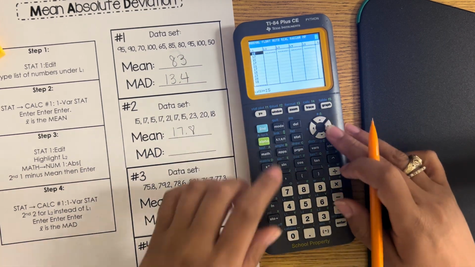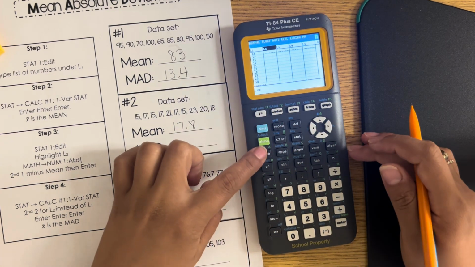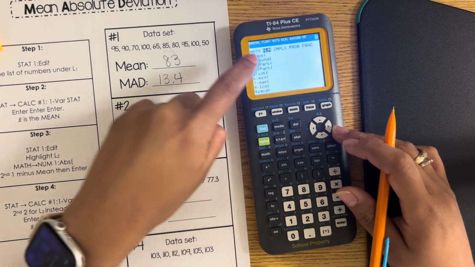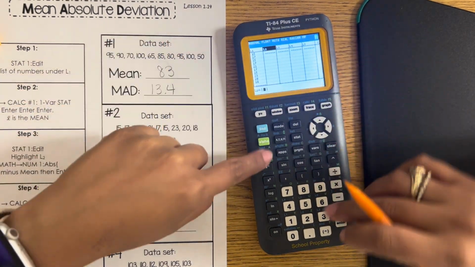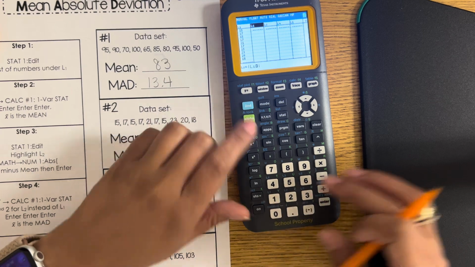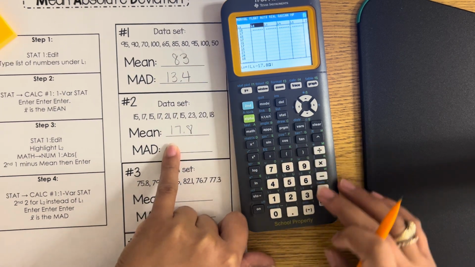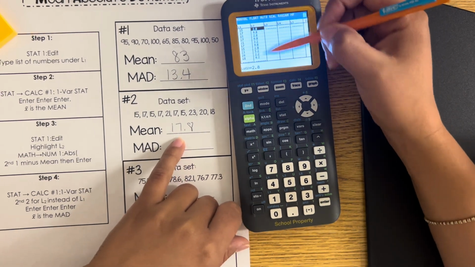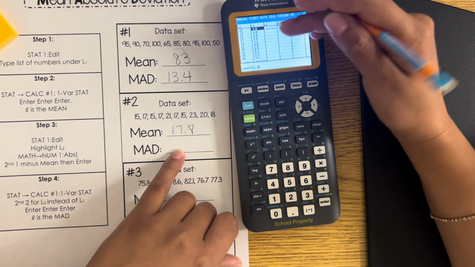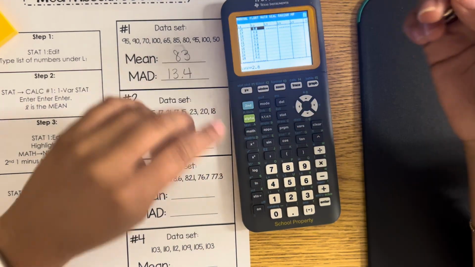Stat, Edit, we're going to make sure our cursor is on L2, and we're going to click Math, over to Num, Abs, where you see these absolute values pop up. Down here, you're always going to put second 1 minus, so L1 minus. This is where the 17.8 comes back, and we hit enter. And if you don't see this list of numbers pop up, you weren't on L2. If you see negatives on here, that means you didn't do Math, Num, Abs, okay?